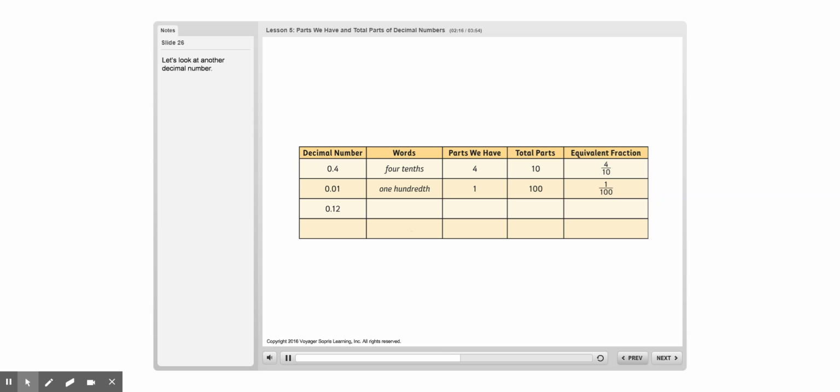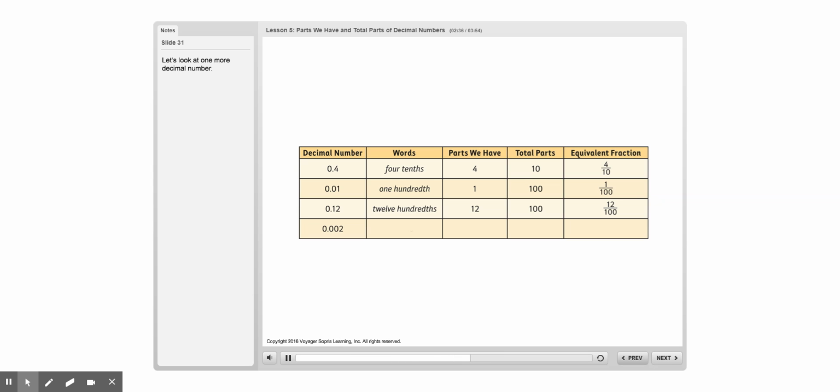Let's look at another decimal number. When we read this number, we say 12 hundredths. We have 12 parts, and the hundredths tell us there are 100 total parts. The equivalent fraction is 12 hundredths.